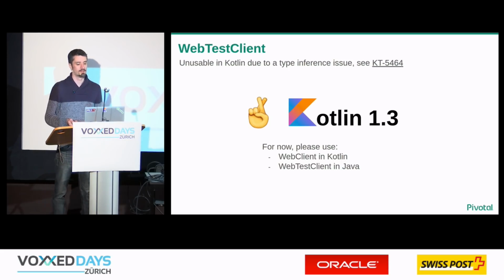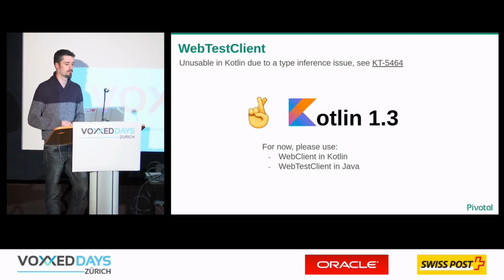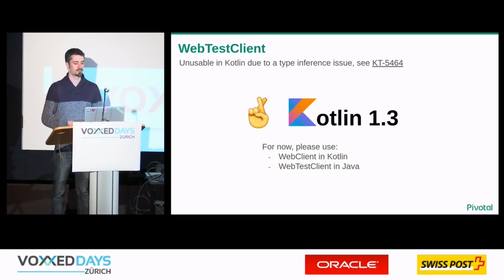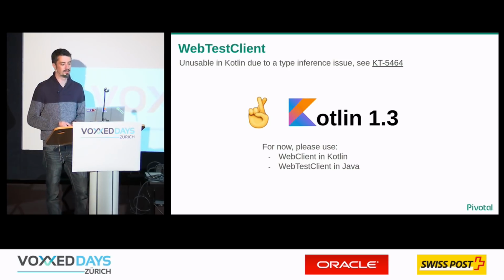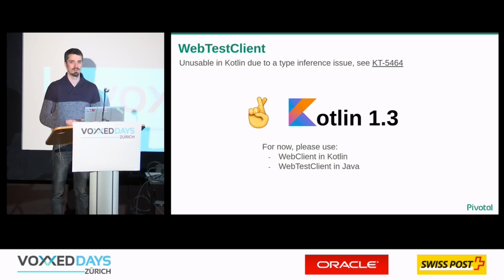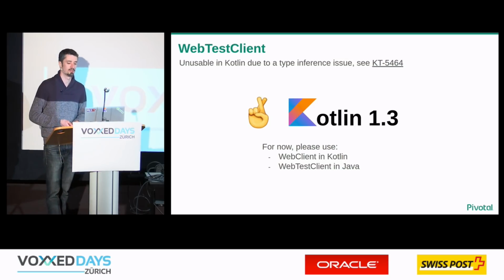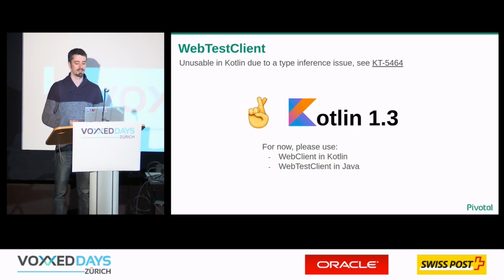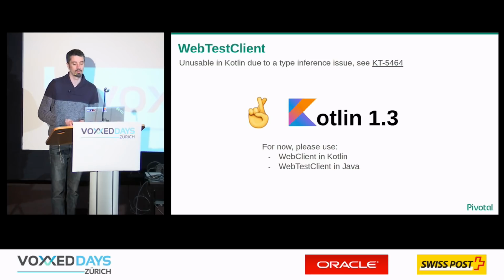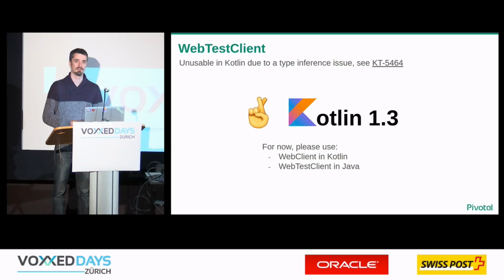But the testing version, which provides some kind of MockMvc functionalities, which is WebTestClient, is sometimes unusable with Kotlin due to a type inference issue. So you have the reference of the Kotlin issue. The Kotlin team is aware of that, and it should be fixed in 1.3 with a flag and 1.4 without a flag. So yeah, fingers crossed to make that fixed. For now, just use WebClient in Kotlin, or if you are blocked, write your test in Java for that. But in my project, I prefer to use WebClient in Kotlin.